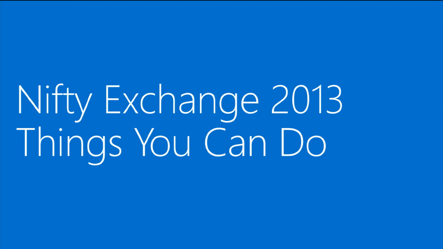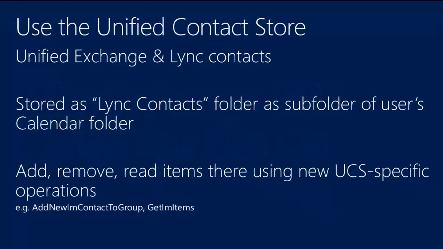Okay, briefly, before we get to the Q&A period, I want to talk about a few things that you can do in Exchange 2013 with EWS that you may not have realized are accessible in EWS. The first is that we have something now called the Unified Contact Store, or UCS. The reason for this is because of Lync.